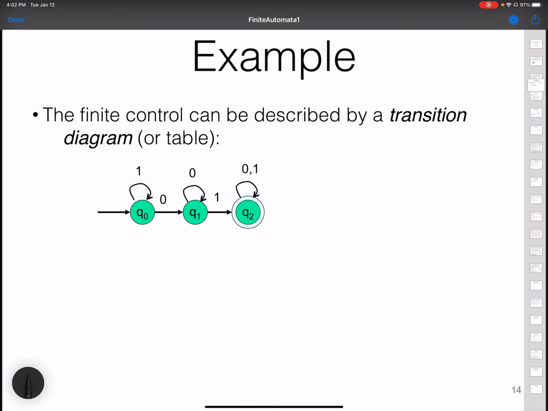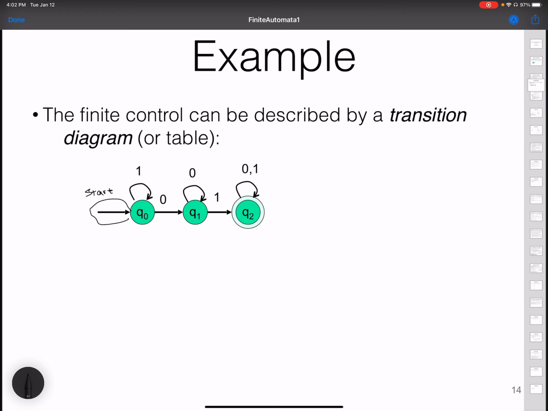Okay, let me show you an example of a deterministic finite state. We have three states here. Usually we represent the start state with an incoming arrow. Sometimes people write "start" on it, but whenever you see a state with an incoming arrow from nowhere, that state is your start state.